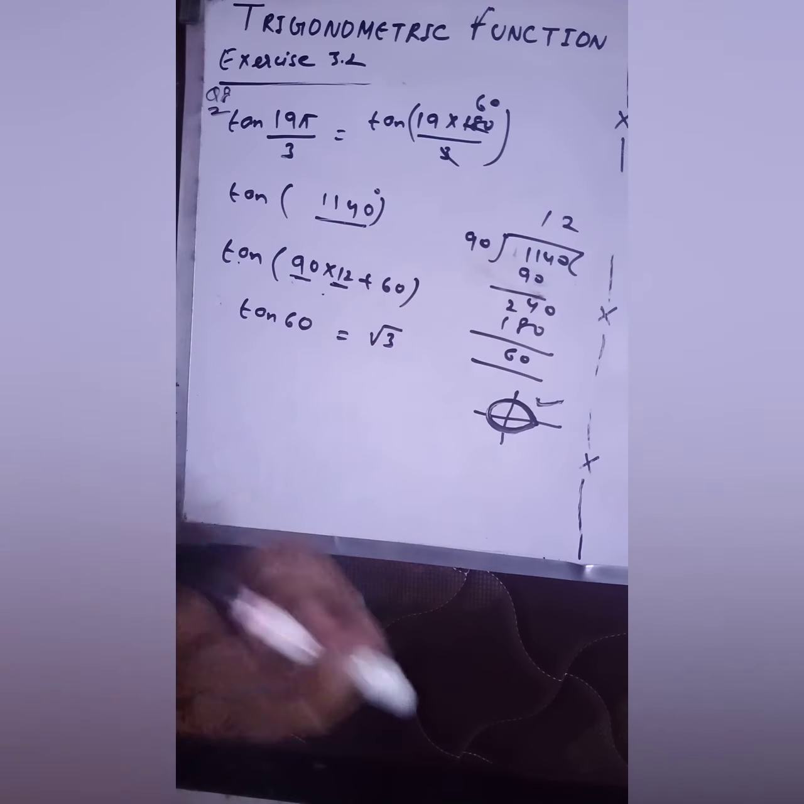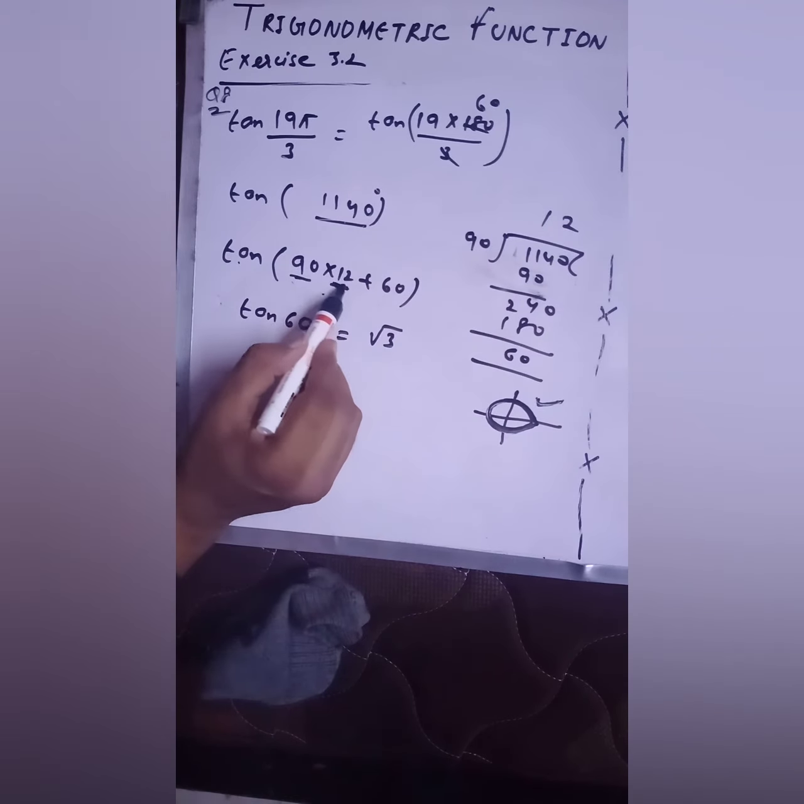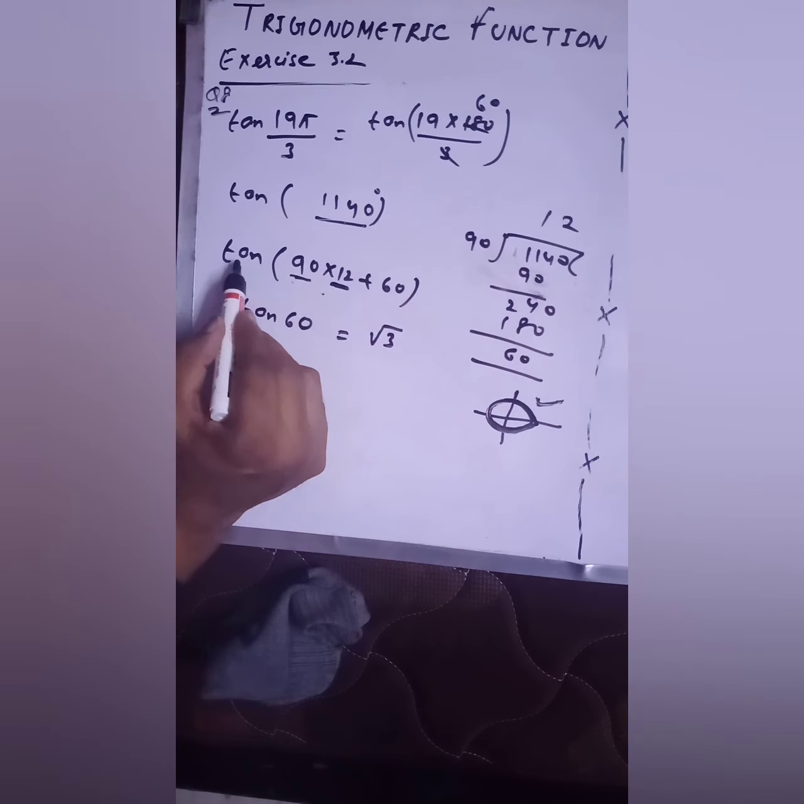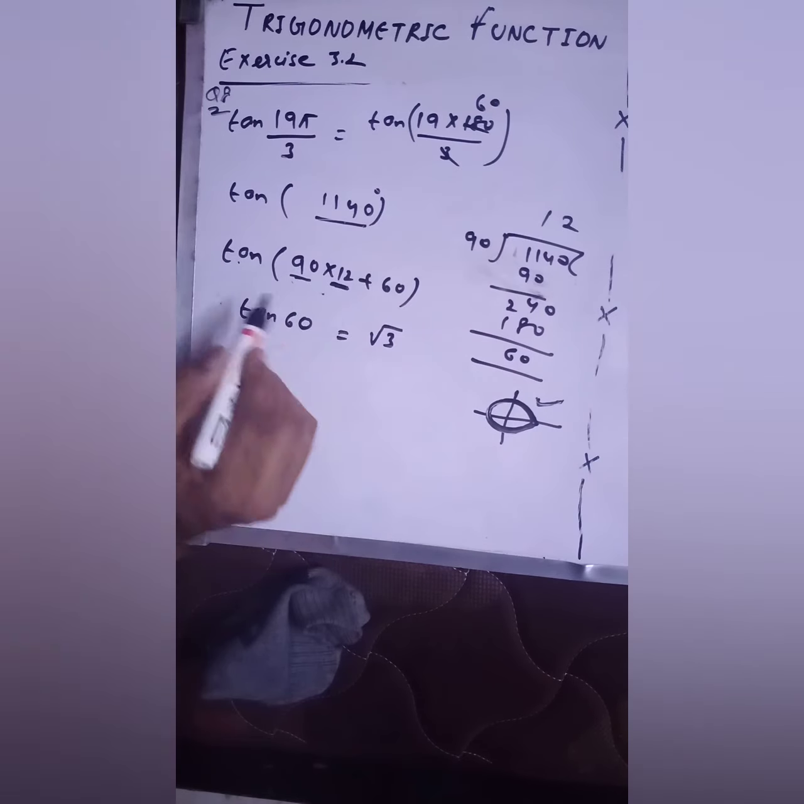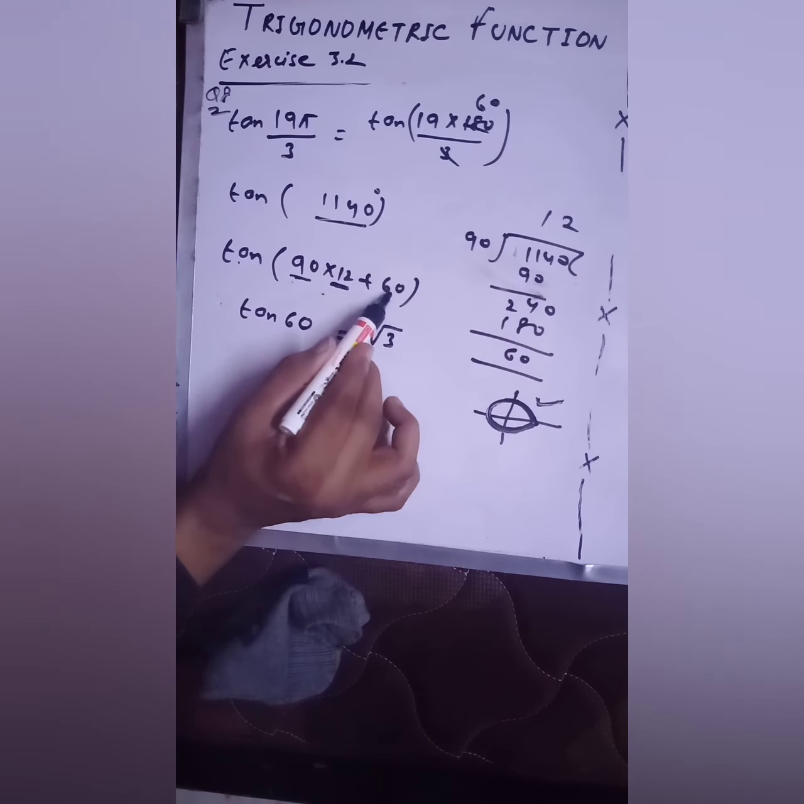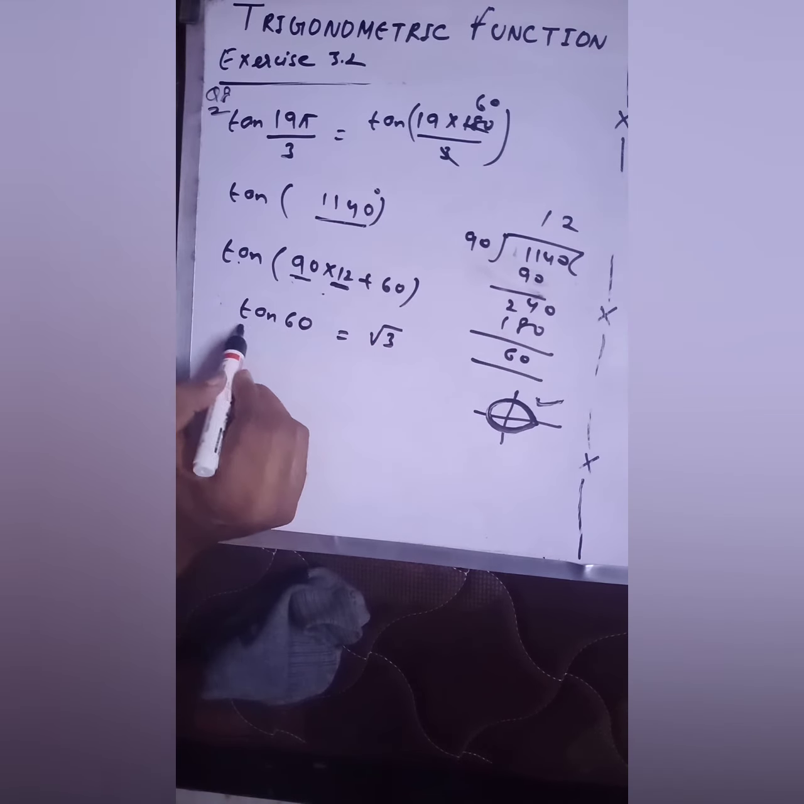As you can see, the multiple of 90 is coming, the value which is multiplied with 90 is even. So the tan will remain the same, tan. So you have to write tan, and the angle which is coming here you have to write with the tan.